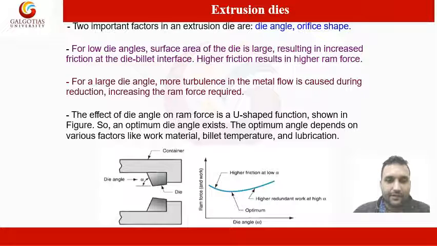It is as you can see in this diagram also. This is ram force and this is die angle. The curve is U-shaped. There is higher friction at low angles, and higher turbulence at high angles. This is the optimum.